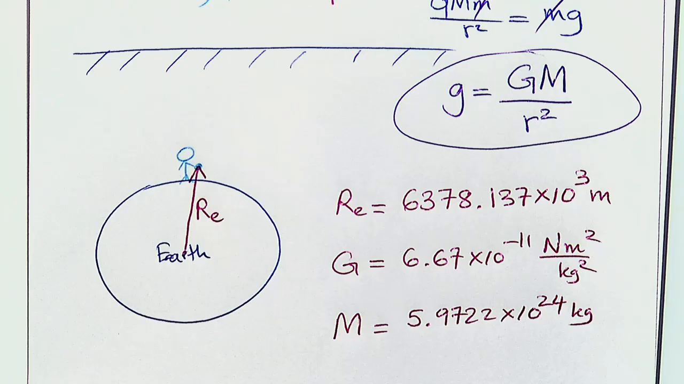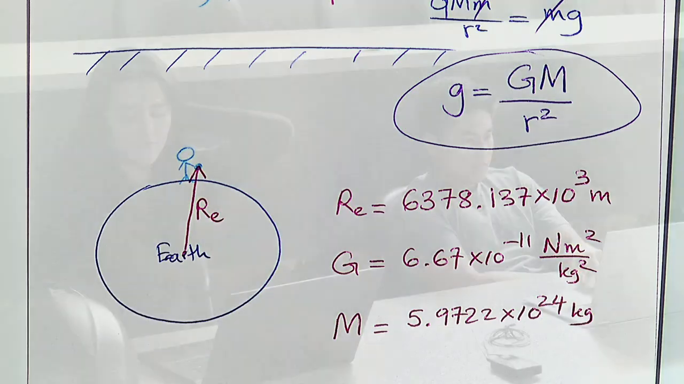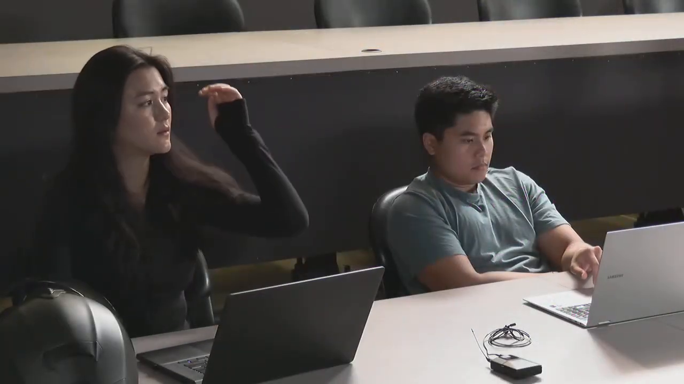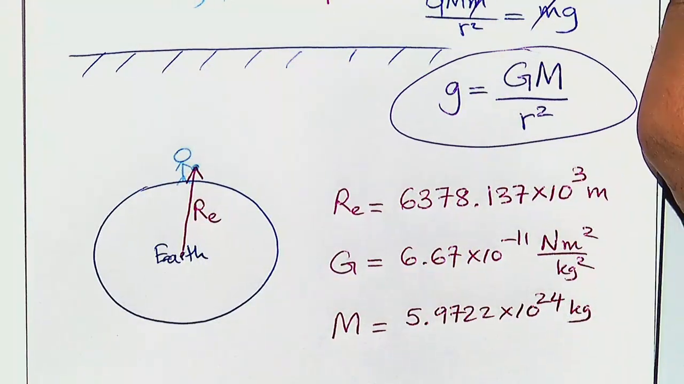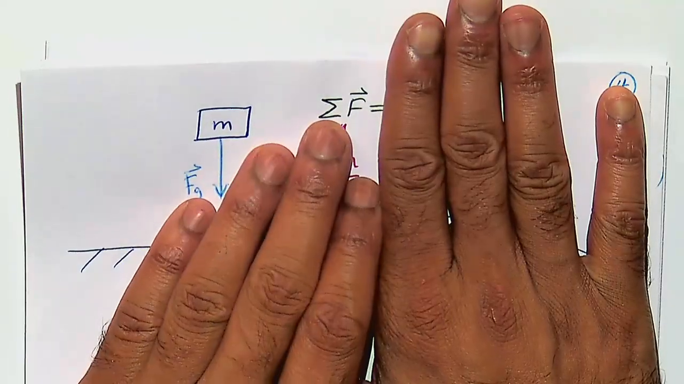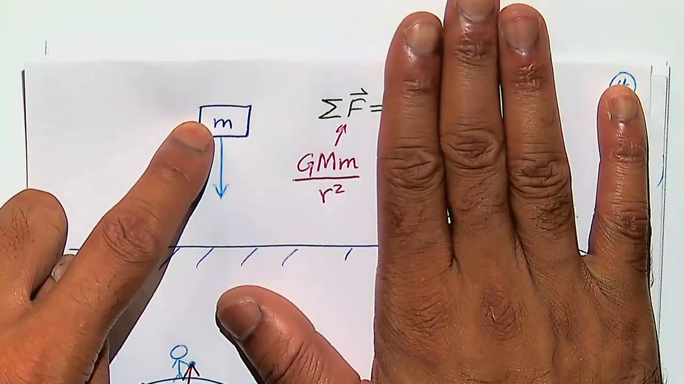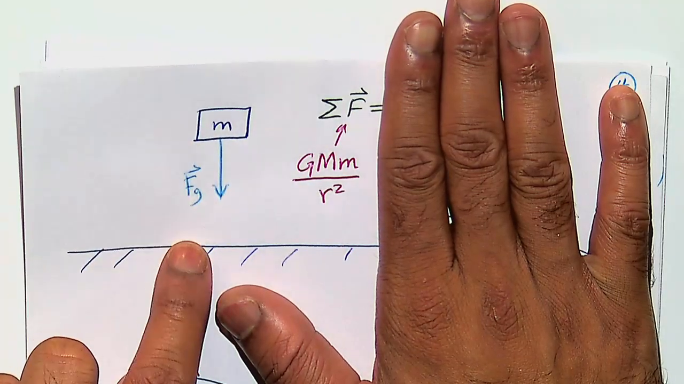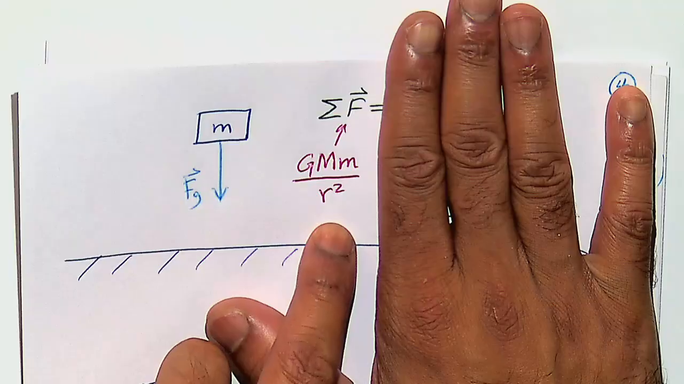Questions so far? A lot of them are confused about setting up the gravitational force equal to mg and which ones cancel out of the masses. Oh yeah, sure. So going back here, F equals ma. Ignore the right-hand side first. We want to sum up the forces on this object. The only force we're going to consider is gravity.